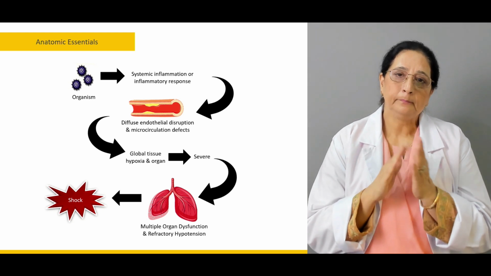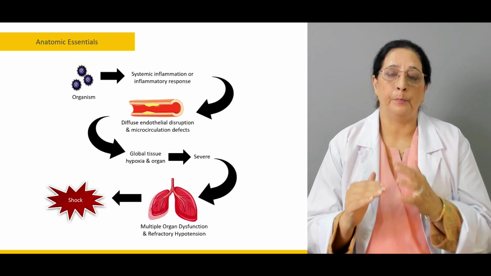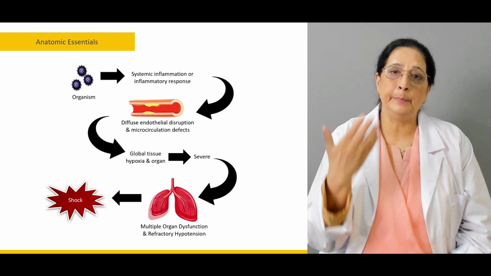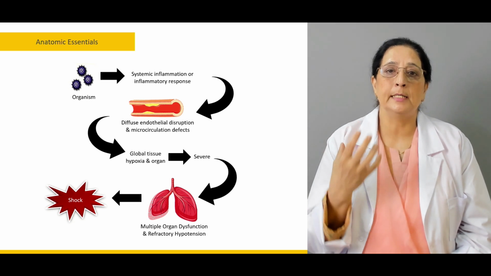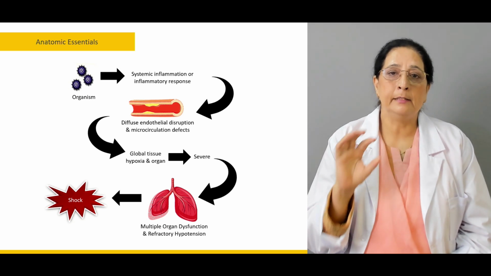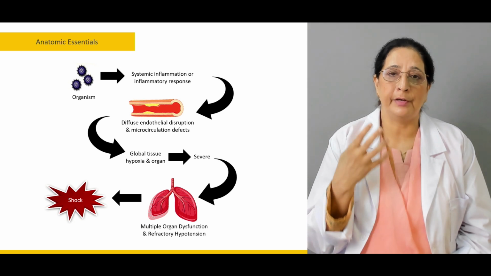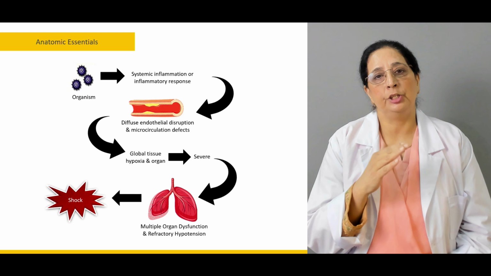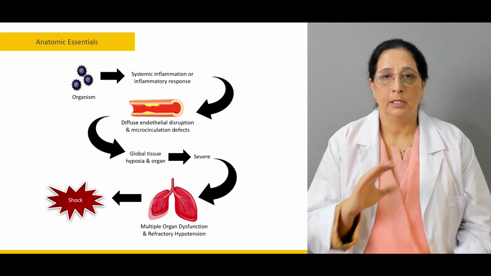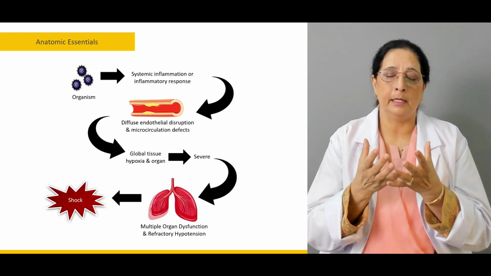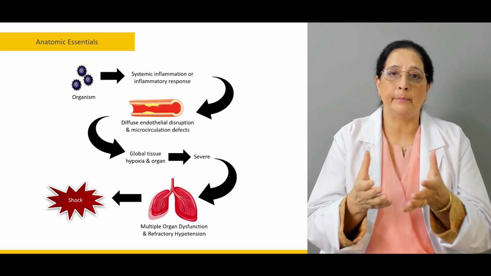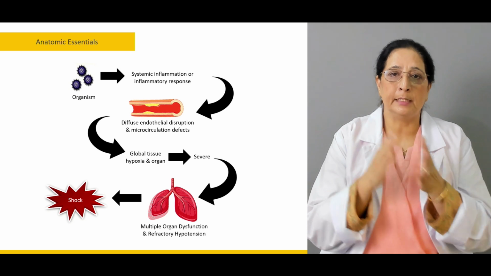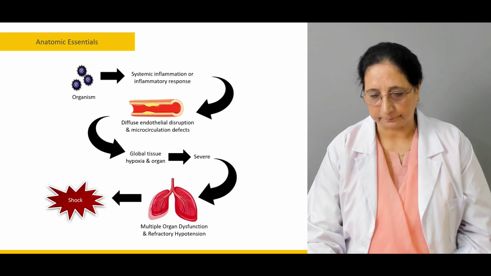And then if it's severe hypoxia, it can cause severe multiple tissue or organ dysfunction, and there is hypotension, refractory hypotension, and this hypotension can cause shock. So that is a very comprehensive, summarized description of sepsis and shock.